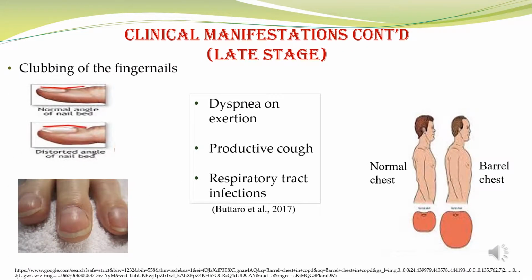In the late stage of COPD, the most common complaint is dyspnea on exertion. This symptom develops when irreversible changes may have already occurred. Other clinical presentations are clubbing of the fingernails, cyanosis, barrel chest, productive cough, and recurrence of prolonged respiratory tract infections that have required antibiotic treatment. In severe cases, there is abnormal retraction of the interspaces during inspiration.